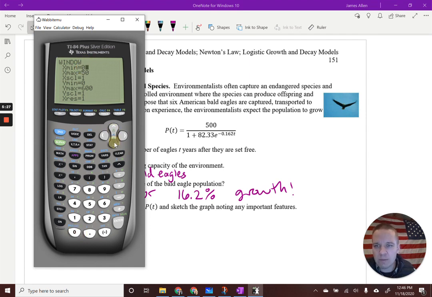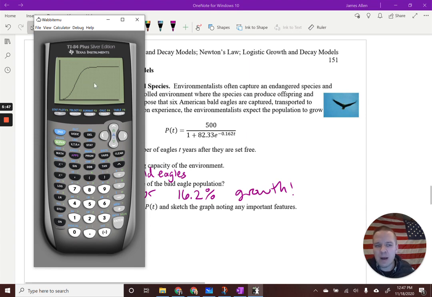Okay, because I don't really care what happens before time. It's just when it starts. And then for my X max, let's go for like 100 years. Let's see what happens over 100 years. And let's graph it. That's a pretty cool looking graph right there. All right. So note any important features.